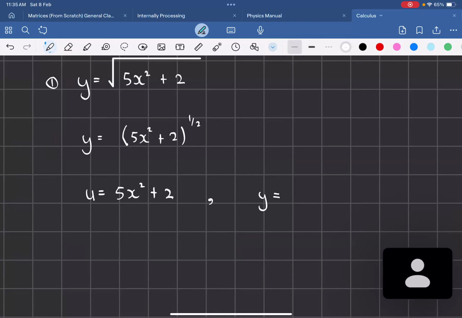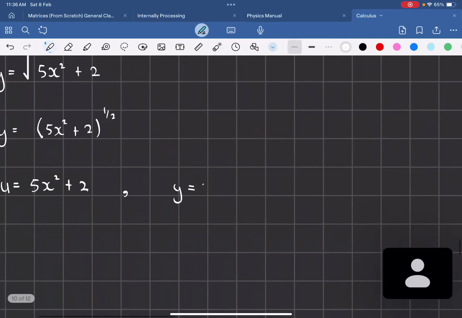It will be u to the power of a half. Yeah, because now we replace what's in the brackets with u. So y is equal to u to the power of half.